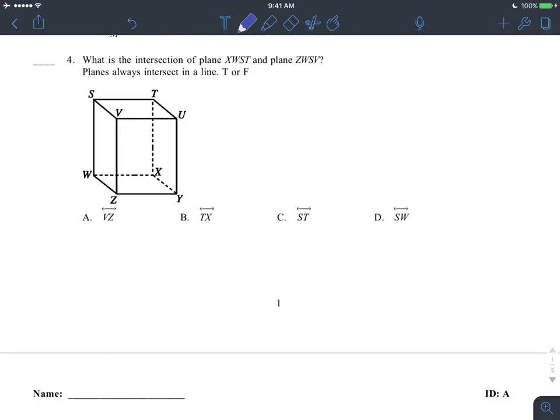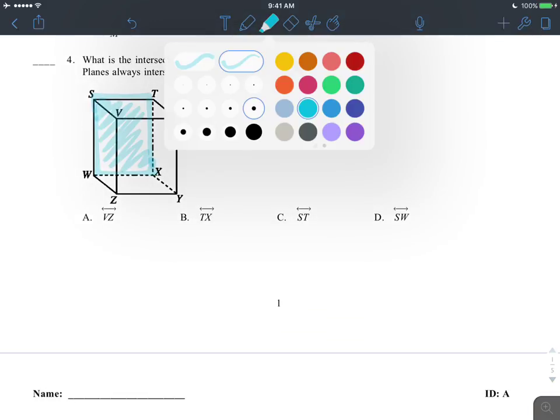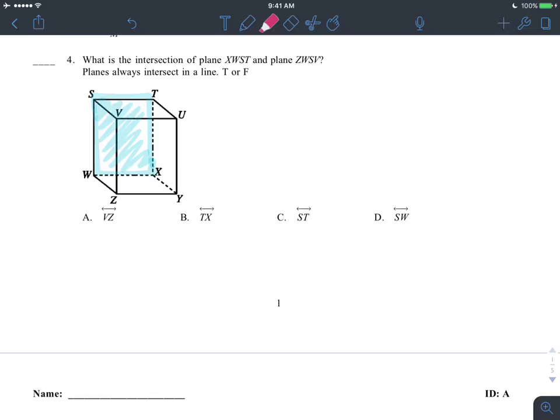All right, what is the intersection of plane XWST, so this back plane, and plane ZWSV? ZWSV is the side plane. So if you notice, they intersect at that line SW. So the answer for number 4 is D.